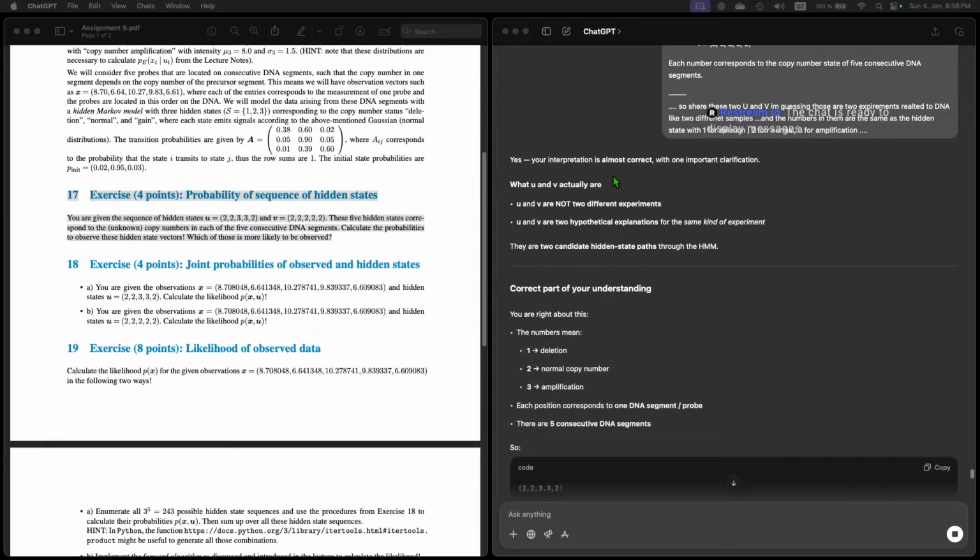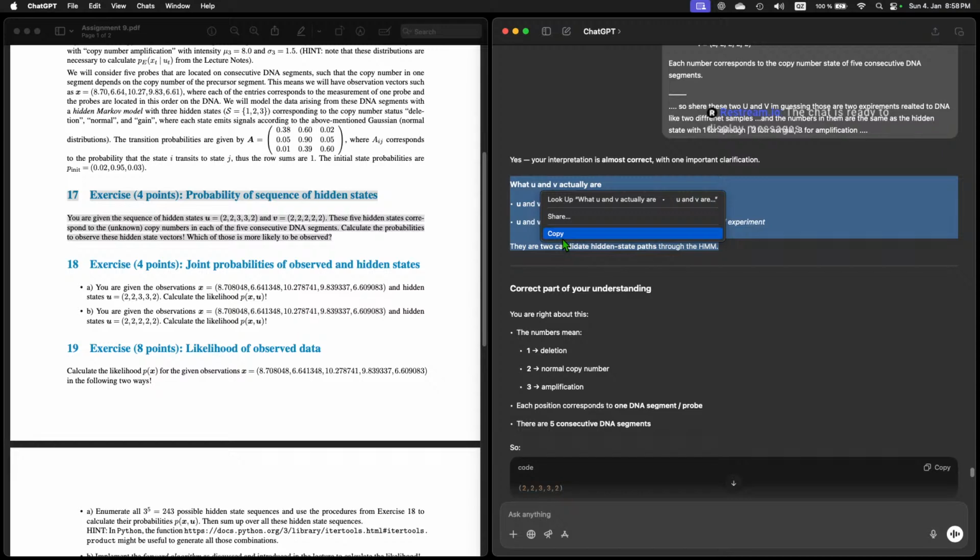Yes, your interpretation is almost correct. What U and V actually are: U and V are not 2 different experiments. U and V are 2 hypothetical explanations for the same kind of experiment. They are 2 candidate hidden state paths through the HMM.